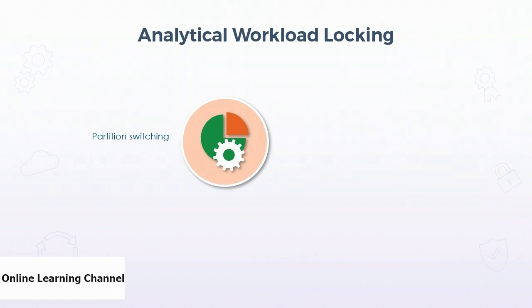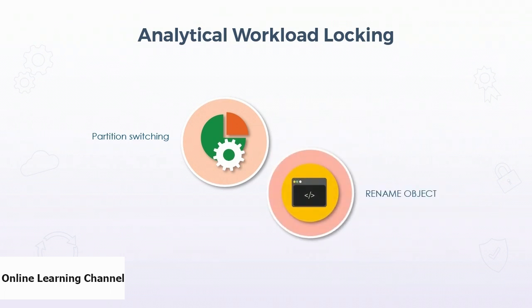Examples are partition switching, in which data is moved between tables. For example, you may perform a partition switch to move data to an archived data store. The rename object method also causes a lock on the object while it's being renamed. While locks are on the data, other workloads can't run. Within the same importance level, non-locking workloads will be given priority over locking workloads.